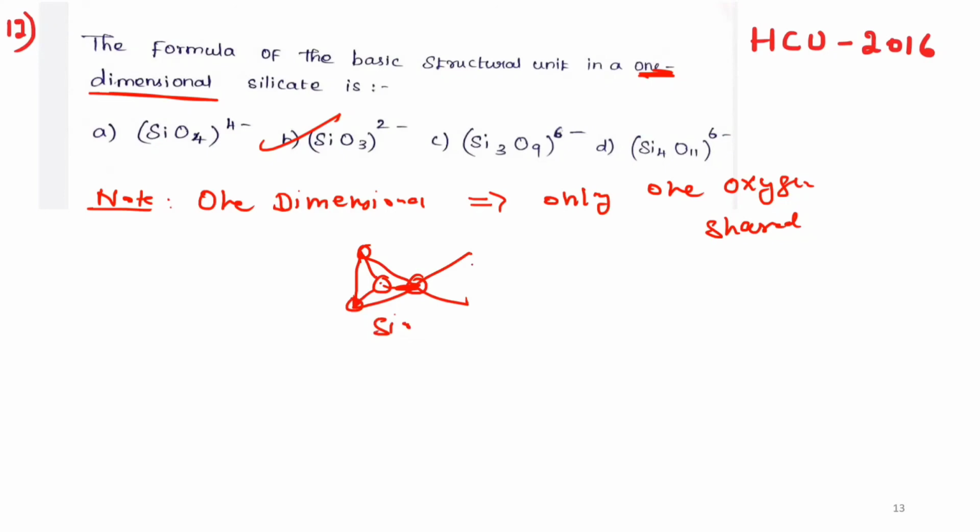You combine this, pyrosilicate. Pyrosilicate is the one-dimensional silicate, SiO3 2 minus. Others are the two-dimensional and three-dimensional silicates. This is orthosilicate. Let's go for the next question.